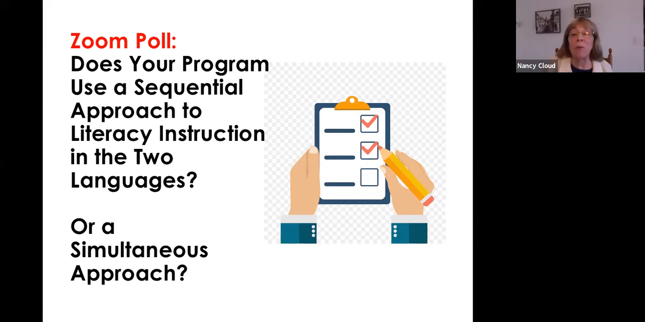Okay, wow. So we have a really strong number of you that are doing simultaneous. This is very helpful for me about the slides that I'm about to show you. Thank you so much for answering. There's nothing wrong with either one of the models. They both can work, but you need to know which one you're doing. That's the important thing. Okay, so hang on to that detail in your mind.